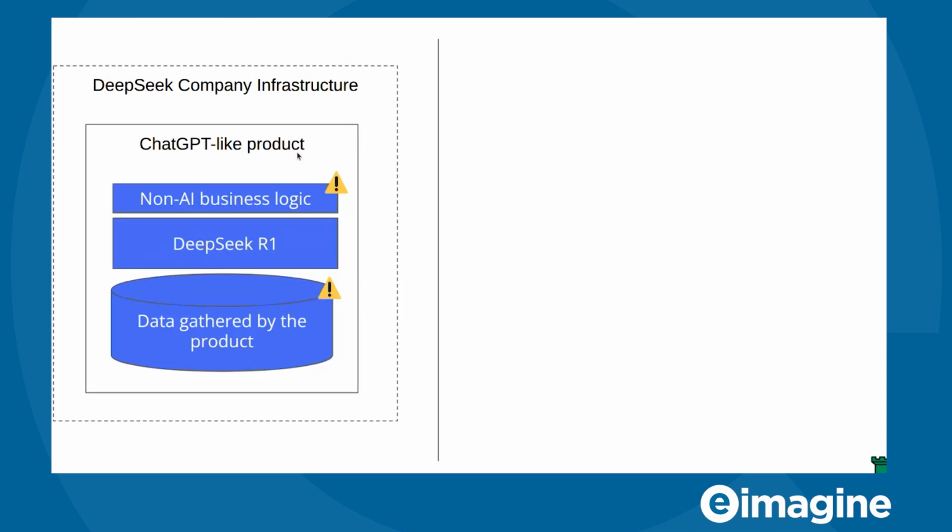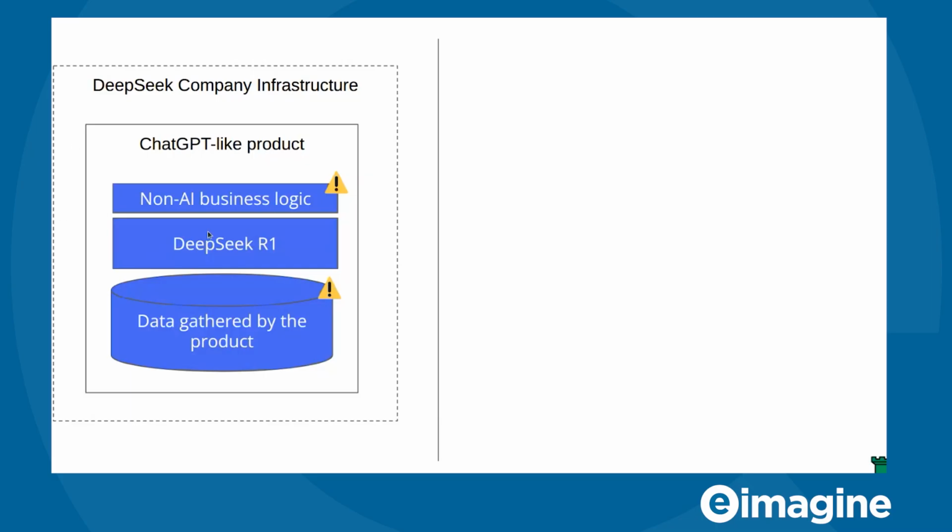And so what you end up with is something like this. DeepSeek as a company has its own infrastructure, right? And within that infrastructure is a ChatGPT-like product, which they host, using Chinese infrastructure.